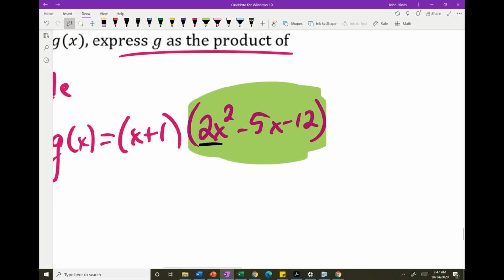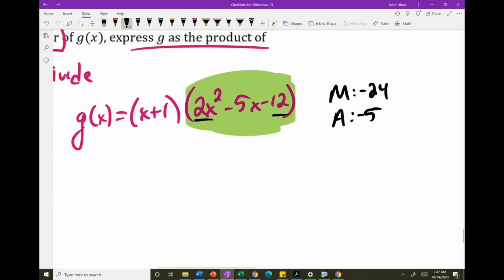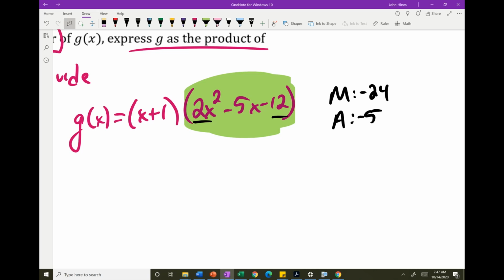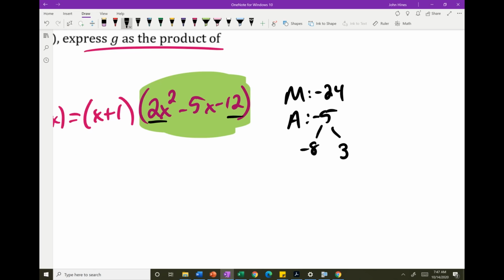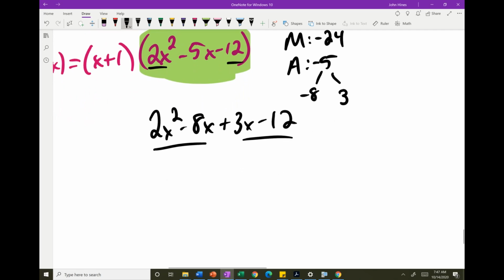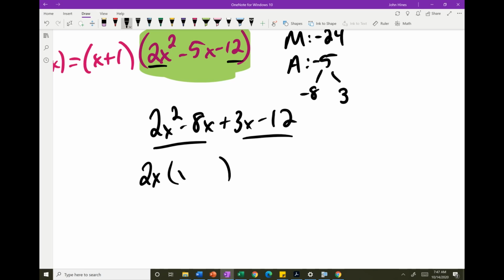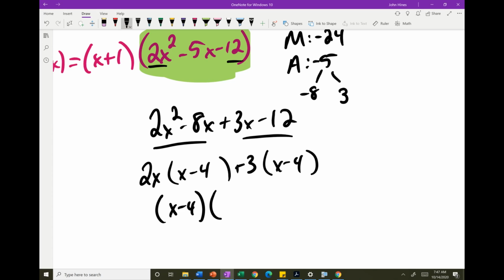So it's a trinomial, and I factor trinomials by asking myself, what multiplies to negative 24 that adds to negative 5? What multiplies to negative 24 that adds to negative 5? Well, I think negative 8 and positive 3. So I'm going to split the middle term there and then group. So I group the terms. X minus 4, I need an x minus 4 here, plus 3. X minus 4 times 2x plus 3.